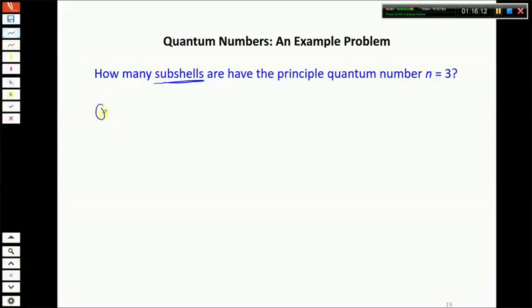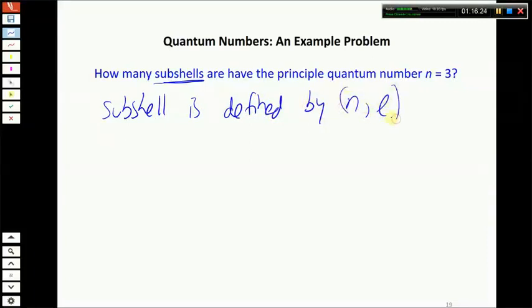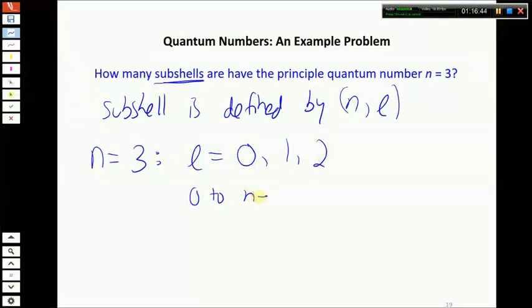So remember that a subshell is defined by n and L together, the first two quantum numbers, n and L. So if n equals 3, we just did this in the previous slide, so those numbers are already there. L has how many allowed values? 0, 1, and 2. Remember, L goes from 0 to n minus 1. So if n equals 3, the biggest value of L is 2, and you go on down to 0. So because there are 3 values of L that are allowed, that means you have 3 subshells with n equals 3.